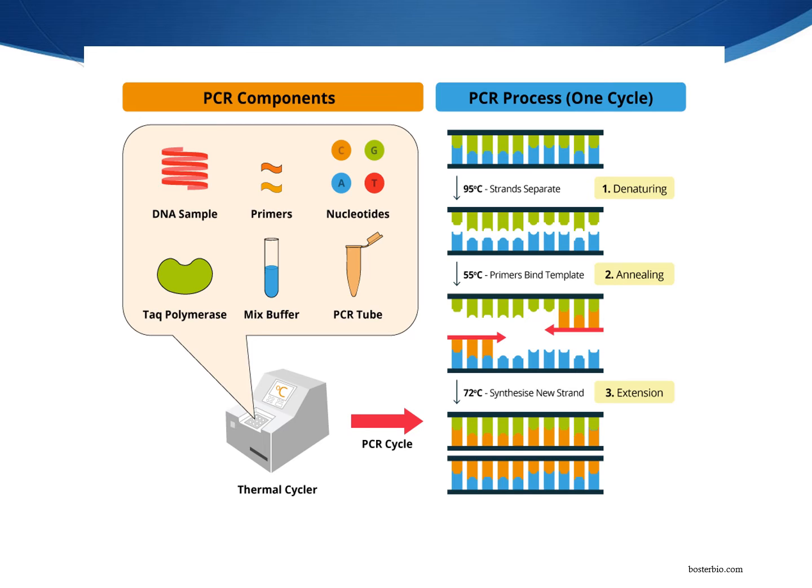Here the first step is denaturing, wherein the double-stranded DNA is denatured at a high temperature of 95 degrees Celsius. The strands separate. The second step is annealing, which happens at a temperature of 55 degrees Celsius. In the annealing step, primers will bind the template. And the third step is the extension step. In this step, which happens at 72 degrees Celsius, there is synthesis of new DNA strand.